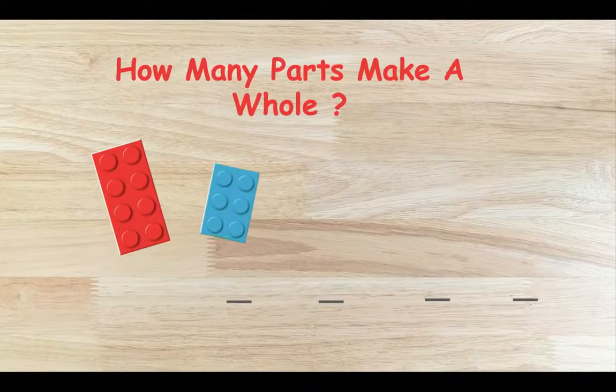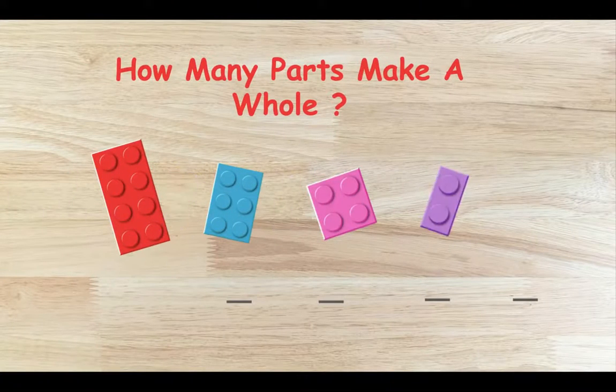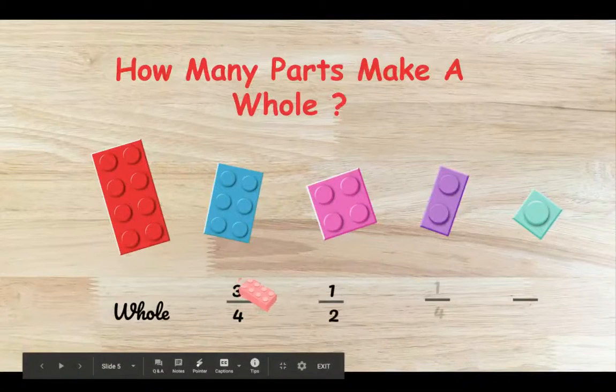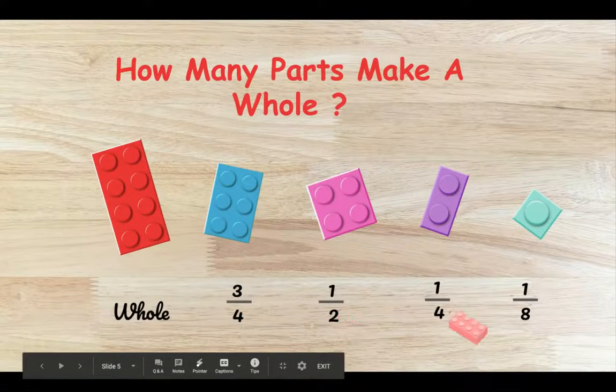How many parts make a whole? So a whole can be composed of 3/4 portions, or 2 halves, or 4 portions, 1/4 each, or 6 portions of 1/8 each.